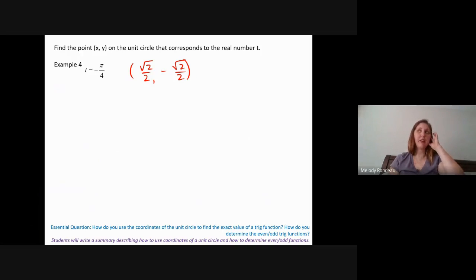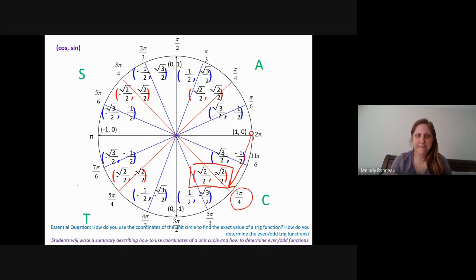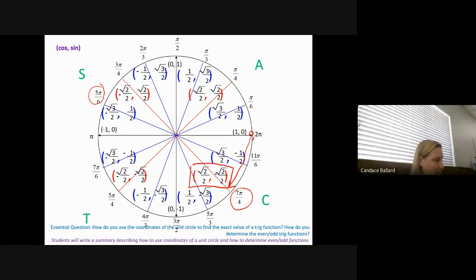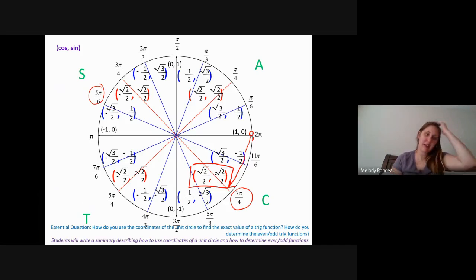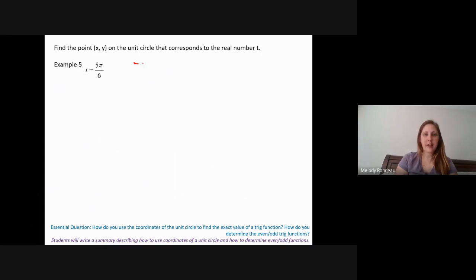This is why having that unit circle memorized is super handy, because you can save yourself a lot of time. All right, this one, same thing, find the point on the unit circle, 5π/6. I'm pretty sure it is 5π/6. Here it is over in quadrant 2. And I'm going to match up. Here's my coordinate, my ordered pair: negative √3/2 and 1/2. So I have negative √3/2 and 1/2.